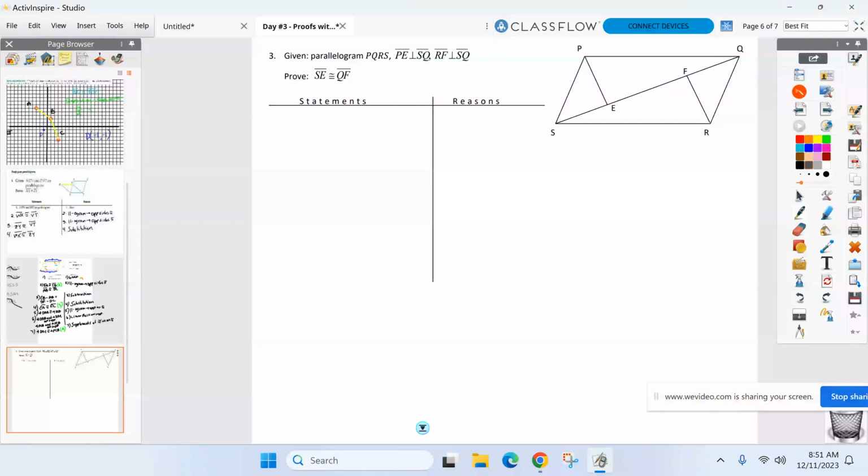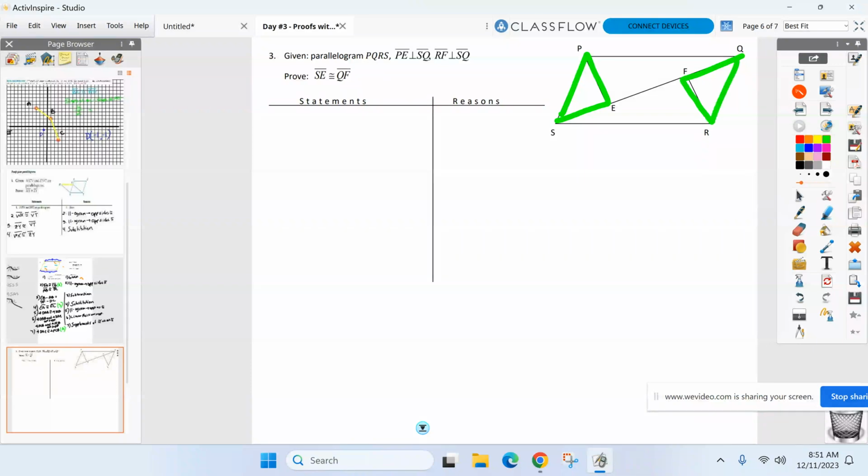What do I need congruent first before SE and QF get congruent? The triangles that contain them. Because at the end, what am I going to say at the end for SE and QF? This is what type of proof? CPCTC. So you and your group right there. Let's just do it together. There's only one pair that contains SE and QF, right? Only one pair of triangles. SEP and QFR. I'd like you and your group right now to get after it.